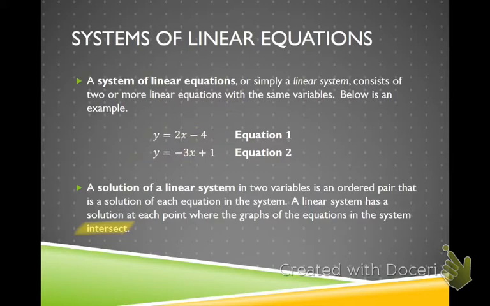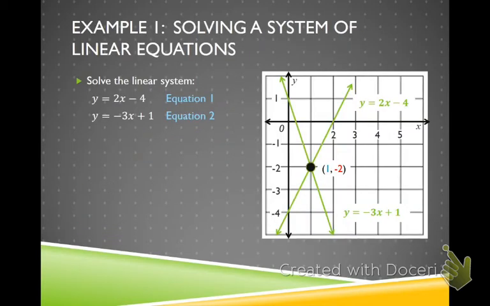So where do the lines intersect? That's going to be my solution. In example one, I just want to show you what it looks like. When I graph these two lines, does everybody see this point of intersection right here? It might not be where the end points are; I might have to keep drawing my lines longer to see where they intersect. You'll see more of that in just a minute. So you see that the ordered pair (1, negative 2) is the solution because that's where they intersect. Is everybody clear on that?